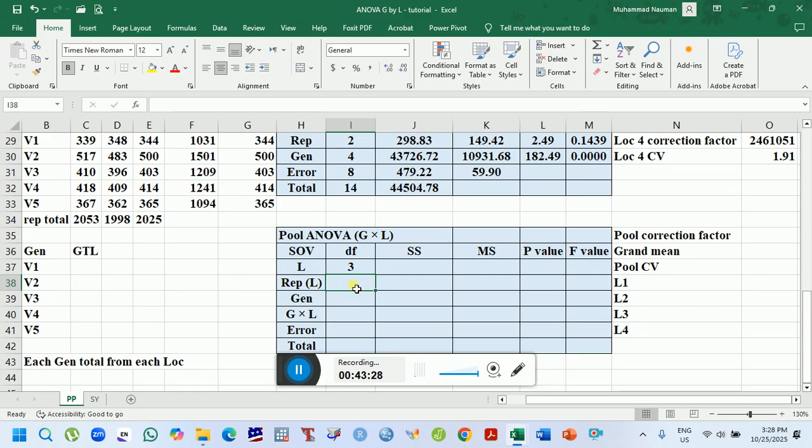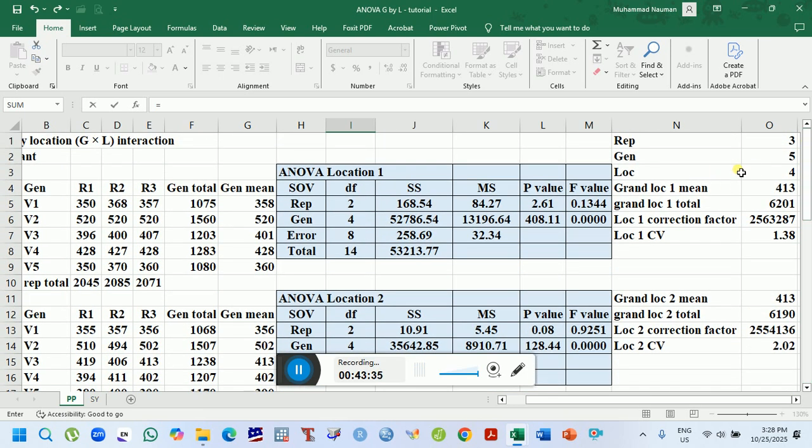Reps within location is equal to location, which are 4, which will be multiplied by r minus 1, or replication degree of freedom. Replication minus 1, press enter.